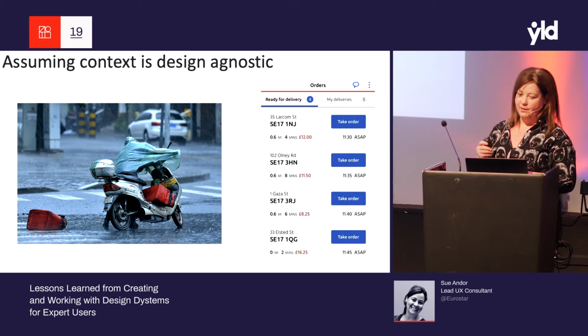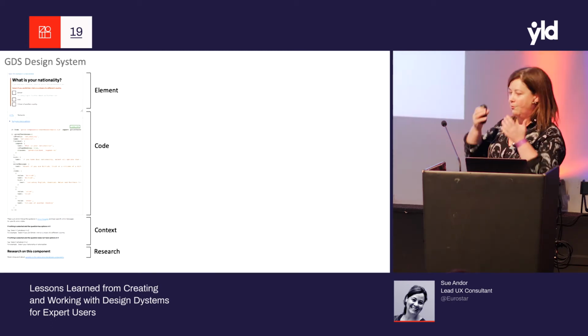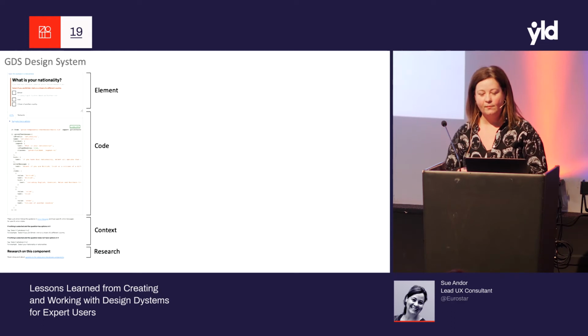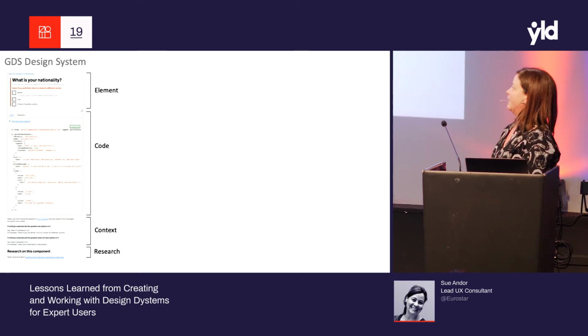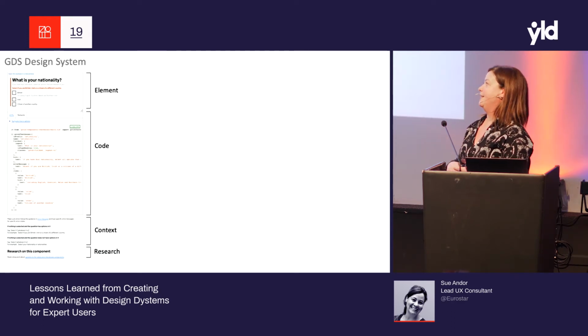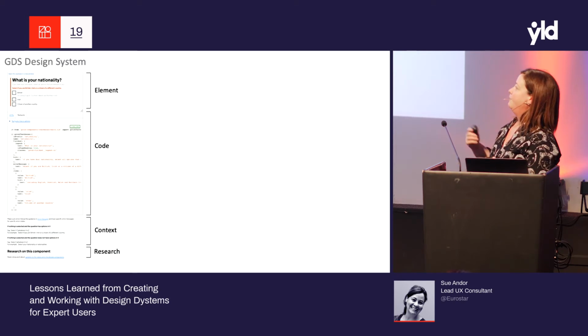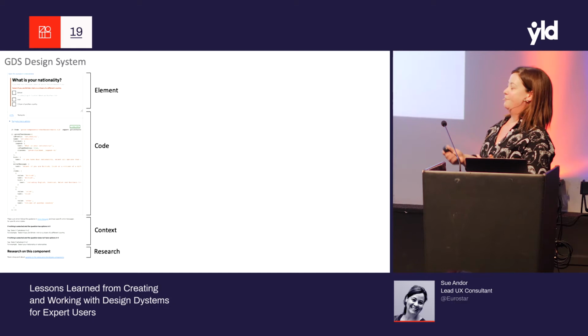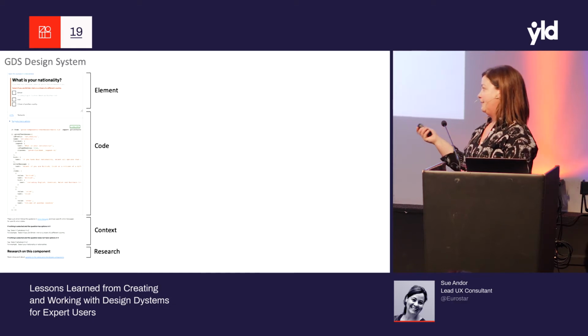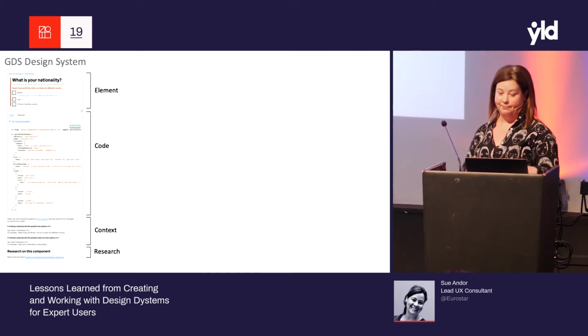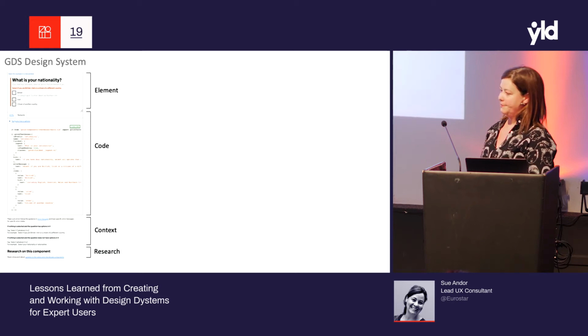So you might be thinking, okay, well, perhaps that was a research issue. What about a really well-established design system? So this is the government's design system, and we spoke about it a bit earlier. And I really like it because it has a lot of stuff that a good design system should, particularly also research, which is often missing from design systems.